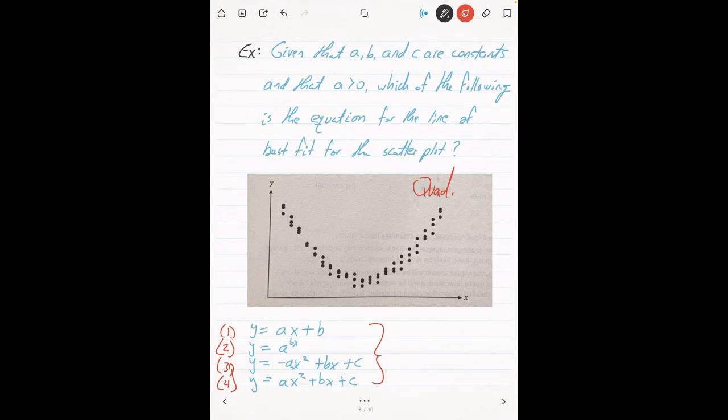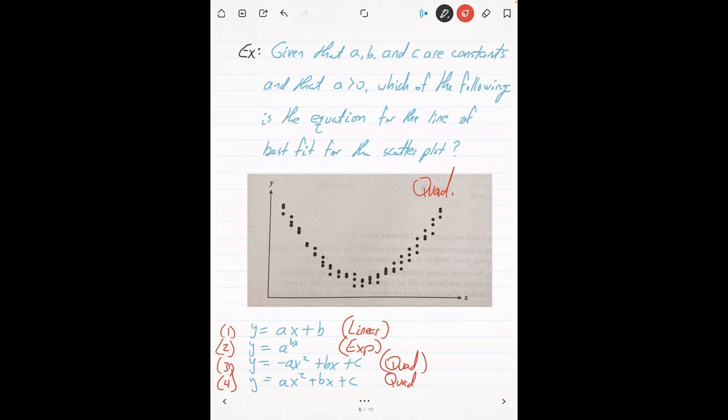Notice that these are all in general format. They're not like specific equations. So let's go through them one by one. The first one, y equals ax plus b. Well, we just worked through that. That's a linear equation. The next one, y equals a to the bx power. Notice that we have the variable in the exponent. That should give away that you are working with an exponential. And then these two, because they're both of x squared, these are both quadratic.